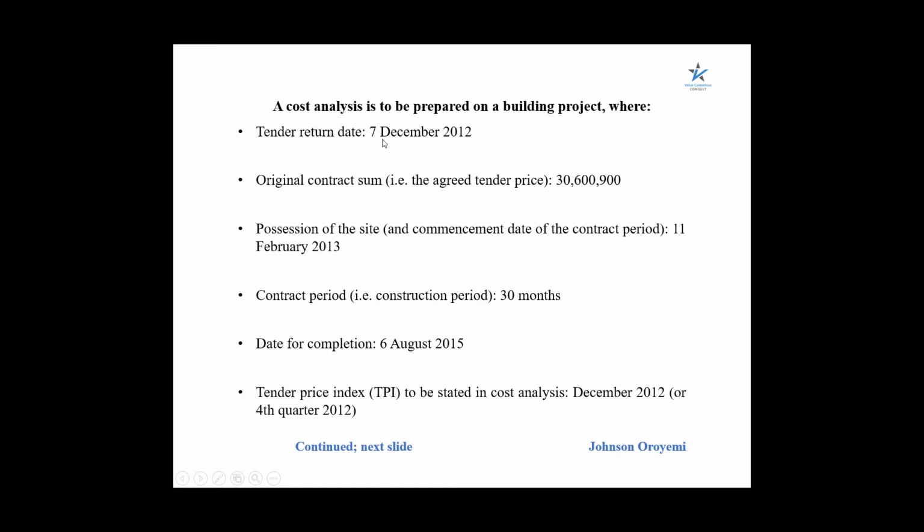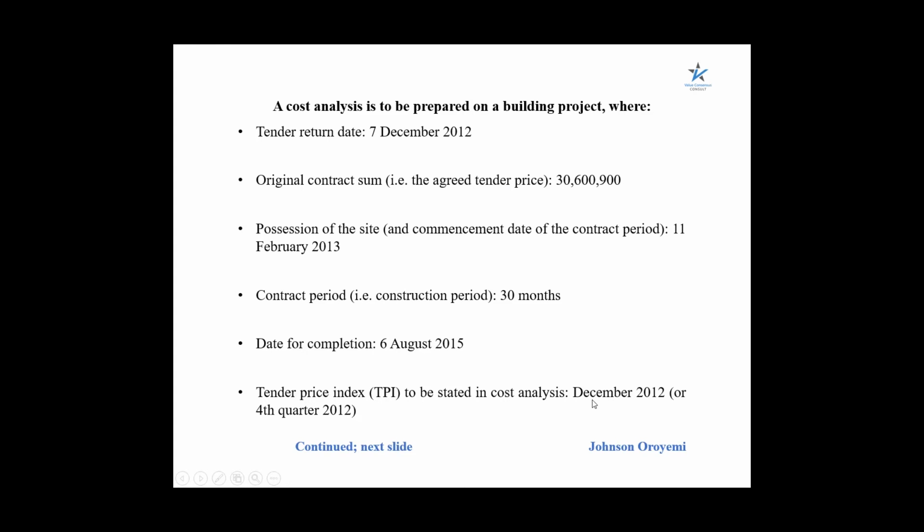Possession of site, that is the commencement date of the contract period, is 11th of February 2013. You can see the difference between the tender return date and when the project actually commenced. Then the contract period, that is the construction period, is 30 months, and the date for completion is 6th of August 2015. The Tender Price Index (TPI) to be stated in the cost analysis will be that of December 2012, because we are making use of tender analysis based on the agreed tender price.